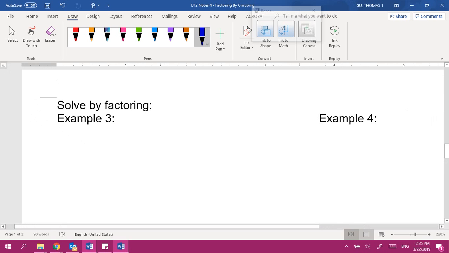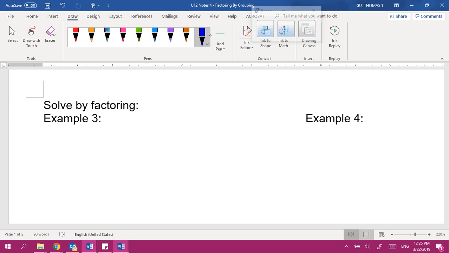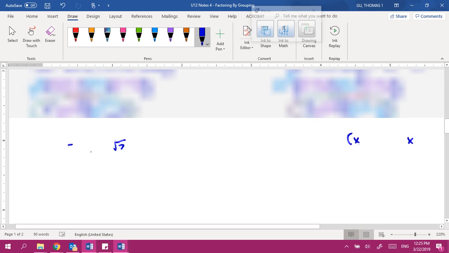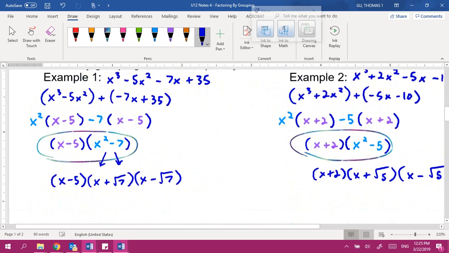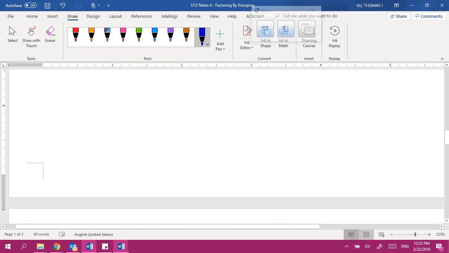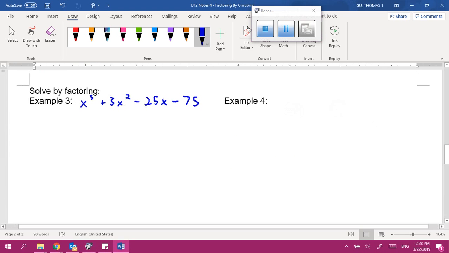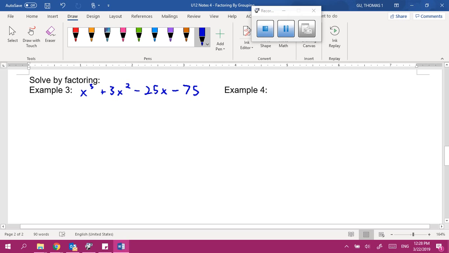So example 3 is going to be x cubed. Wait a second. Okay, so write this one down. x cubed plus 3x squared minus 25x minus 75.